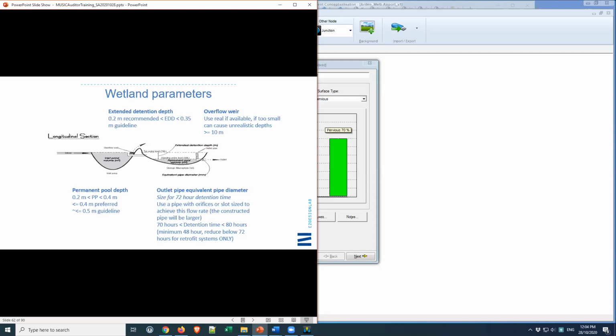But on average, you'd expect to see that the permanent pool shouldn't be more than about 0.4 or at worst 0.5, and the EDD shouldn't be more than about 0.35. Now, we've introduced those checks into the auditor, but just be aware that at the present time, you don't have a design guideline to back you up on those, but it is definitely accepted best practice for the industry that we need to be moving in this direction.